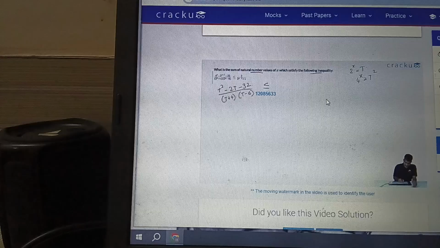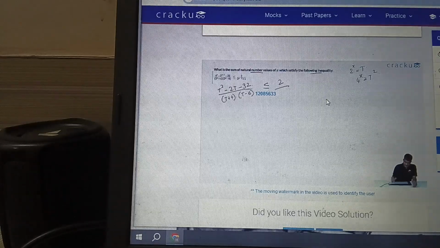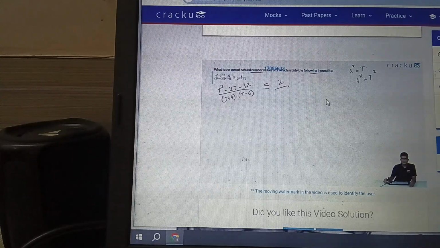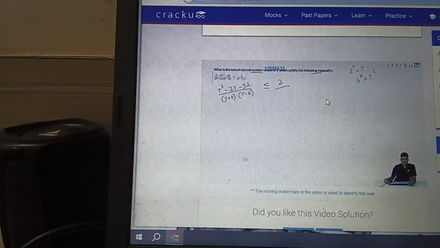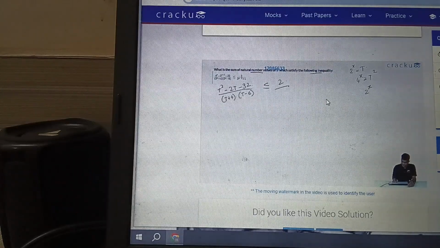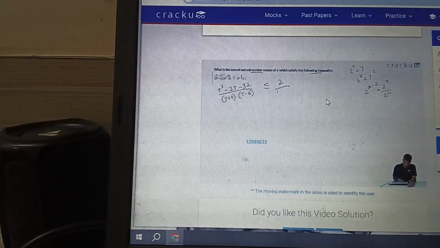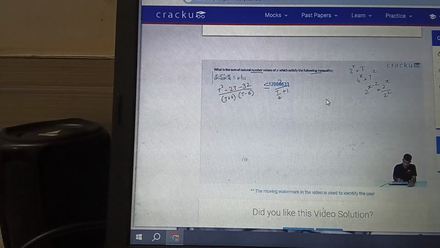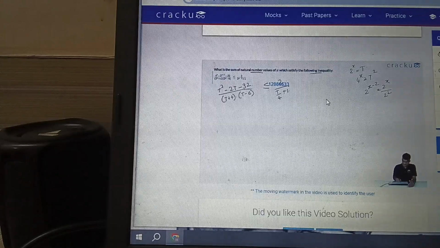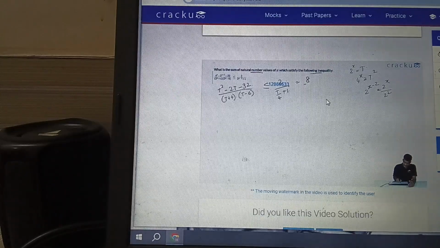will be less than or equal to 2 divided by 2^(x−2), which is equal to 2 divided by 2^x divided by 2 square. This is equal to t by 4 plus 1. Or the right hand side can be simplified to equal 8 divided by t plus 4.